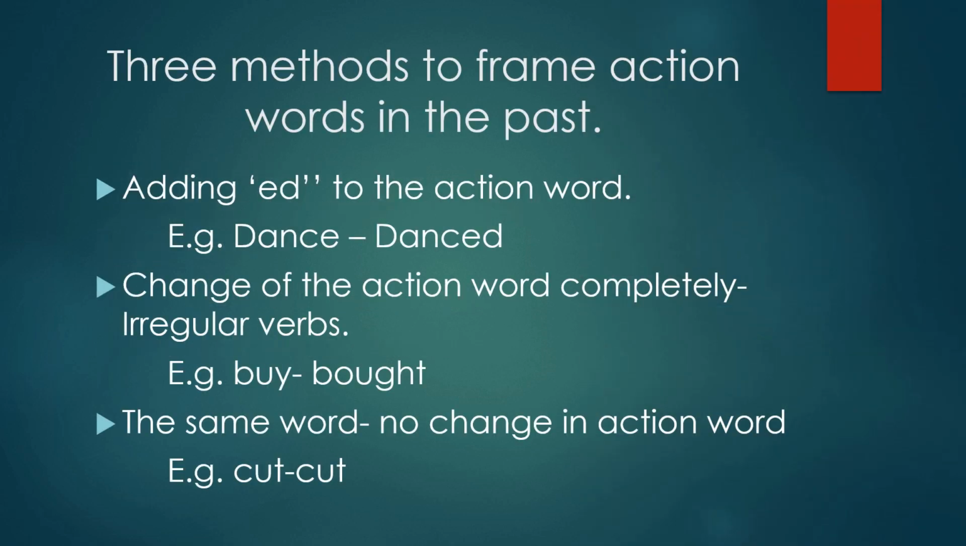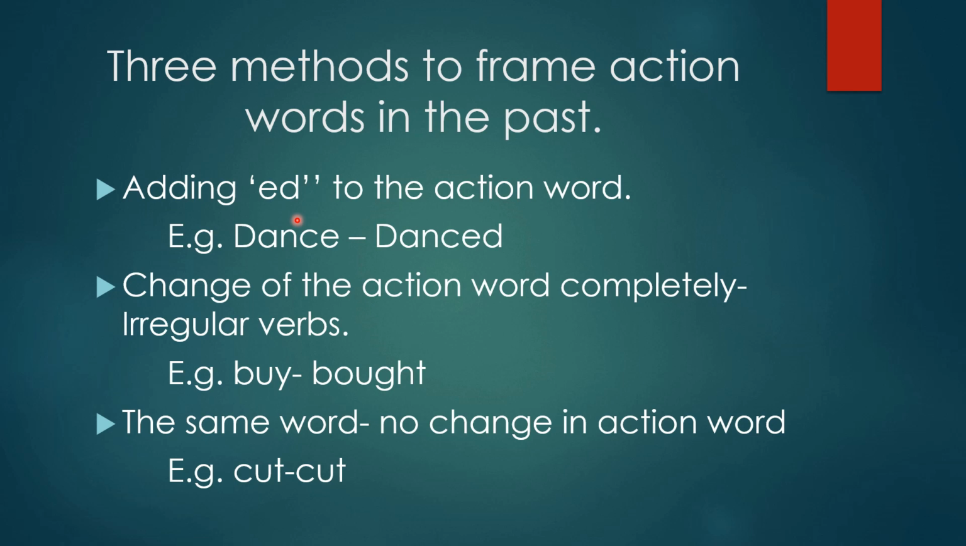Now we look into the ways to frame the action words. We can frame the action words in three types. First is by adding ed to the action word. Like for dance, it is danced, and for play, it is played. For jump, it is jumped. So these action words add only ed to form the past form.